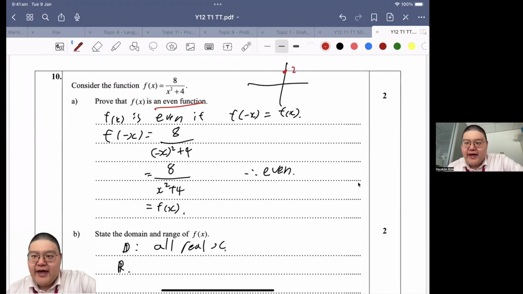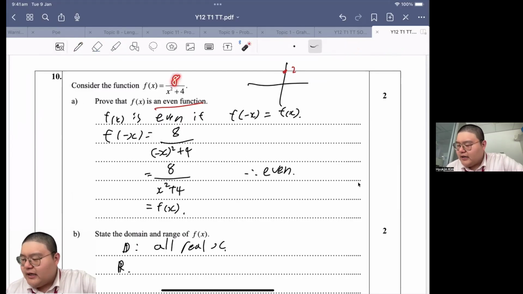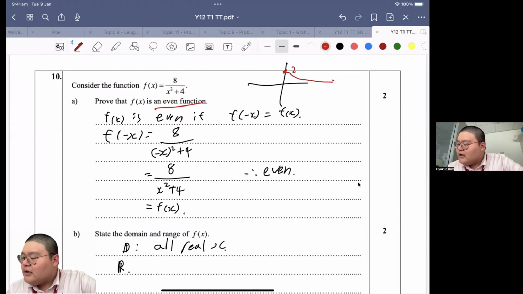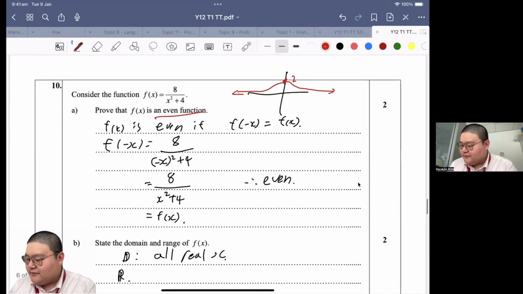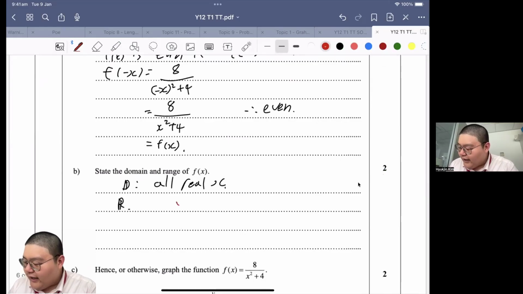What happens if x gets bigger, though? What happens as x gets bigger and bigger? It becomes a bigger denominator, right? So that means it becomes smaller, lower and lower. It happens on the left side as well because it's even. Left and right are both going to be the same. It's just a bigger denominator. So y could at most be 2, but it will always be greater than 0.